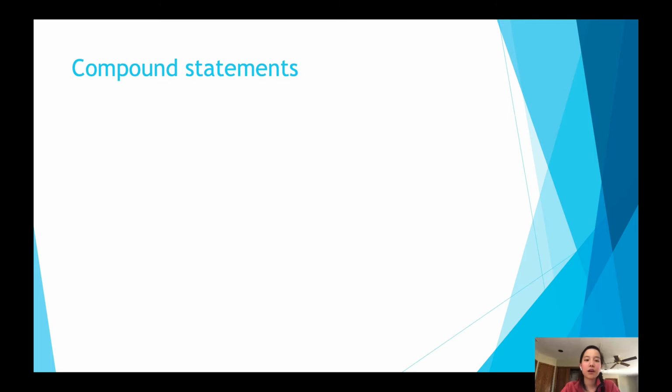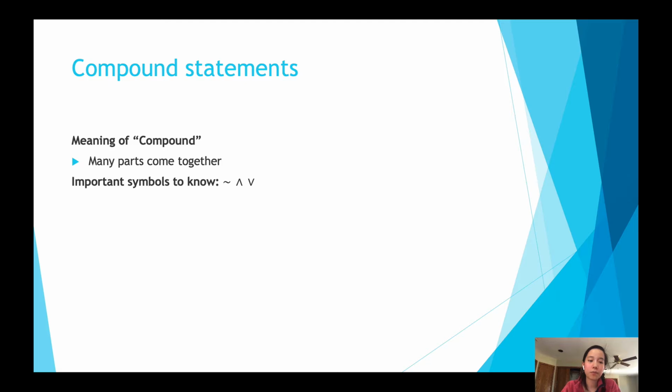Okay, so now let's talk about compound statements. Let's talk about the definition of compound. Compound means many parts coming together. And here are important symbols you need to know about. The first symbol is the not/negation symbol, which is a little squiggly line.